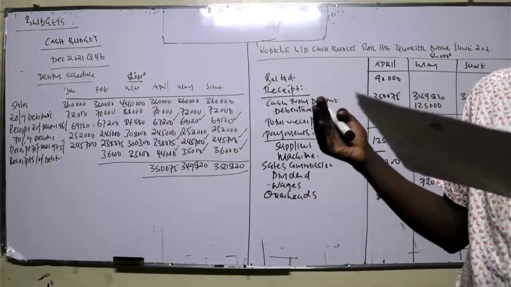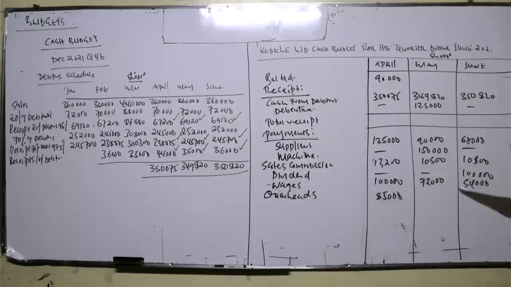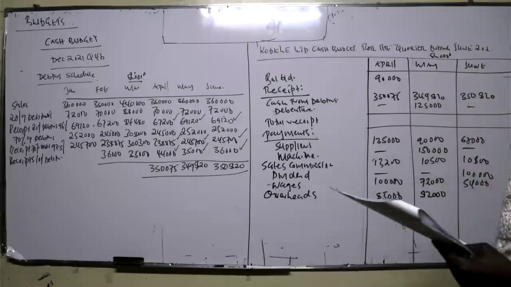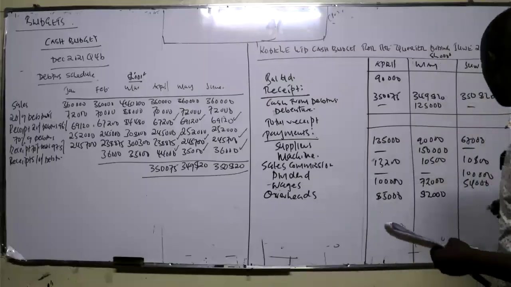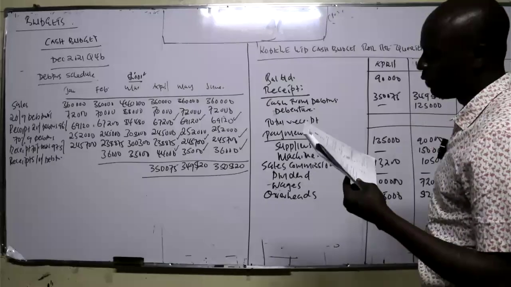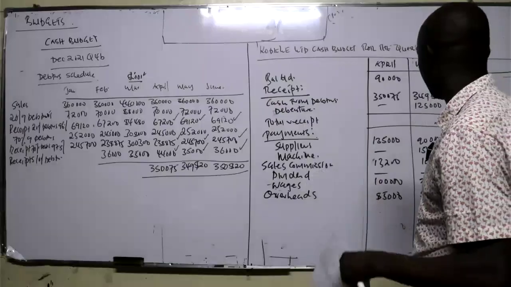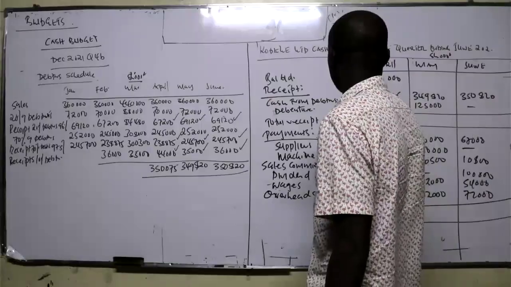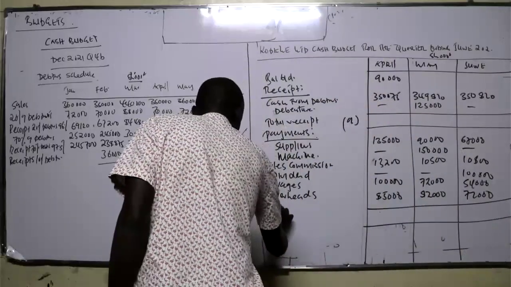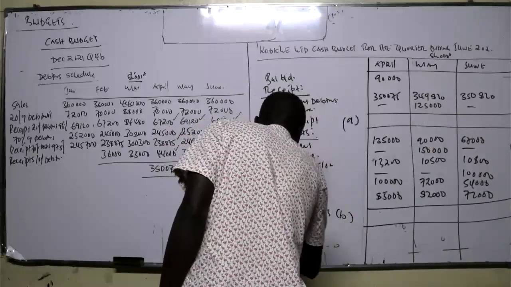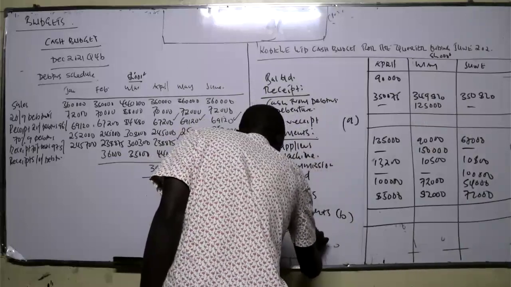Then for April, we pay in May. Can we add? 82,000. The other one, 72,000. So I think we have finished everything, apart now from getting the balances. So that is how a cash budget can be done. So here we write A, and here total payments. This is B. So balance carried down here is A minus B.